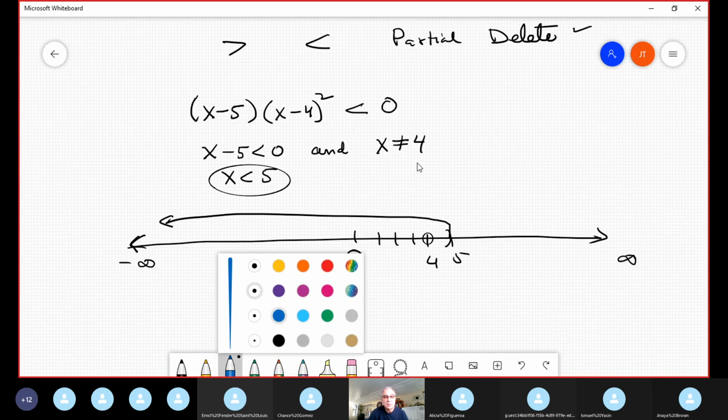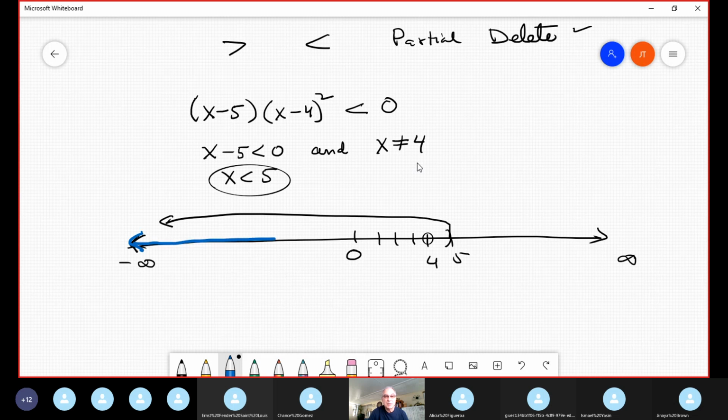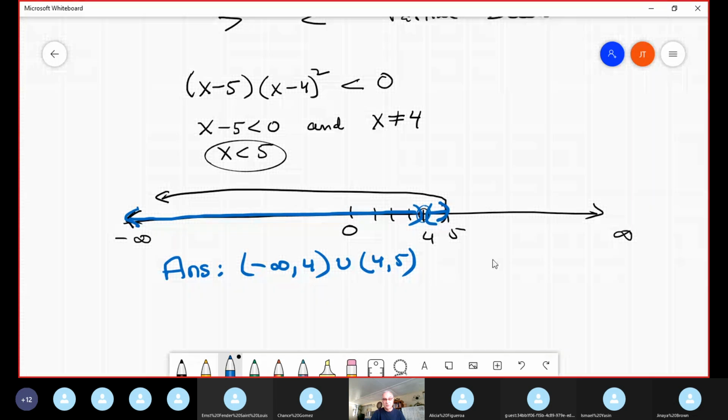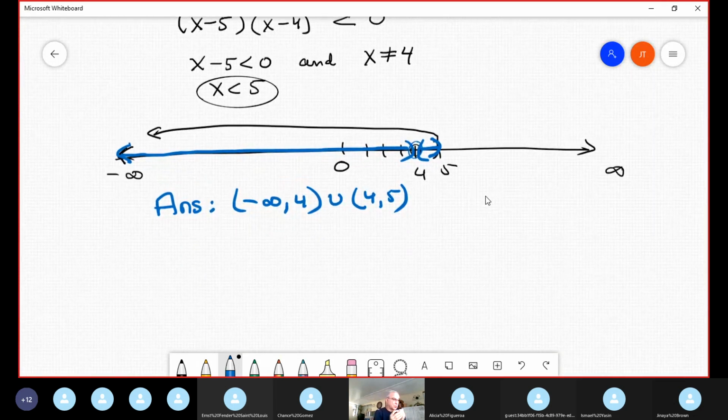Our solution is like that, but you have a hole here, and parentheses. The final answer is from negative infinity to 4, not including 4, of course, because it's a hole, union, and one piece from 4 to 5. End of story. Do you understand the idea of partial delete and totally delete when you have a factor that contains an even exponent? Do you need another example or not?